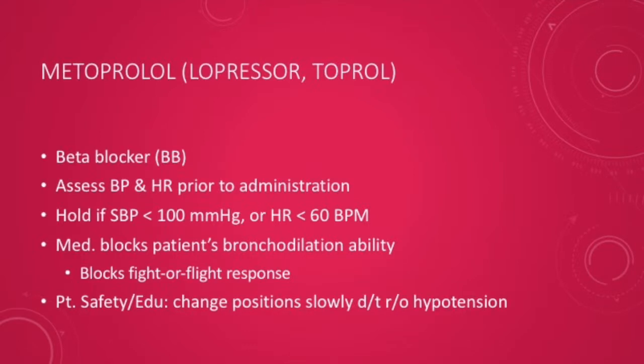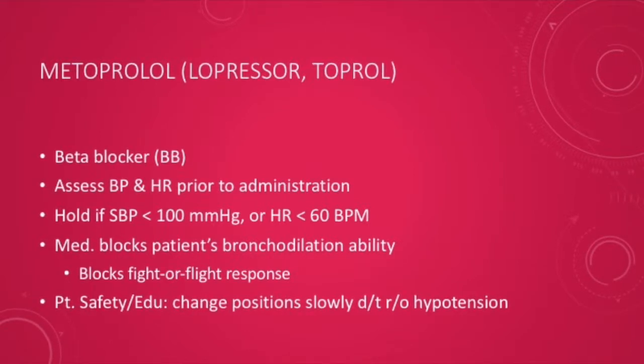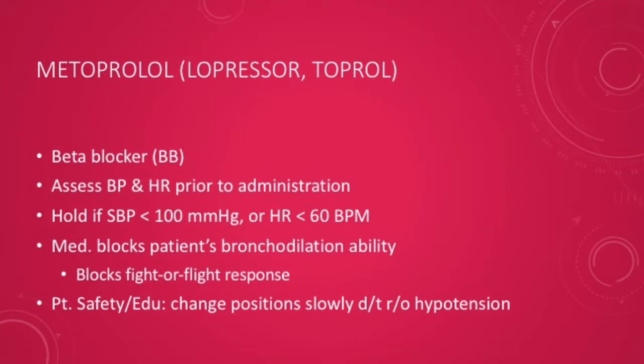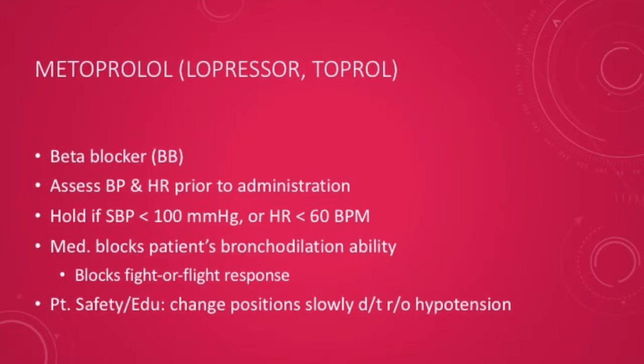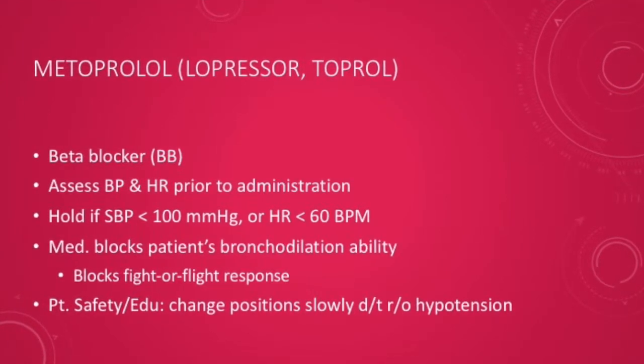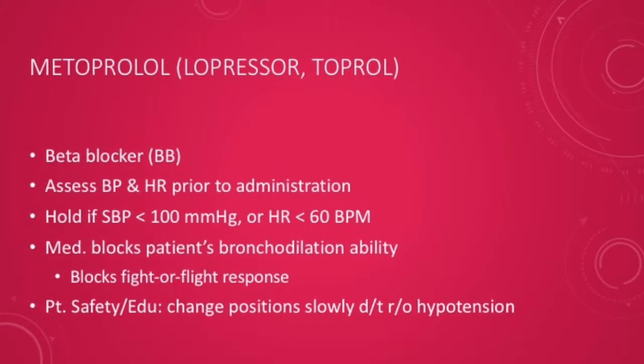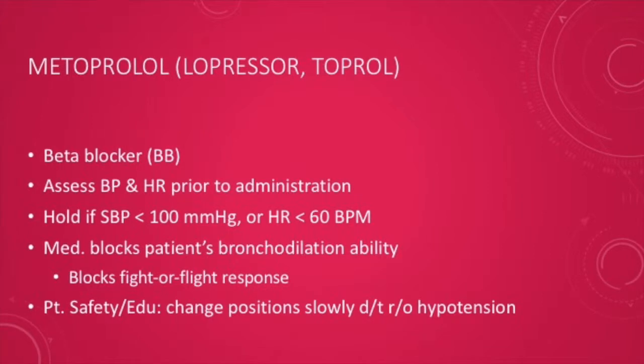Now, for metoprolol, that's going to be a beta blocker, BB. We need to assess the blood pressure and heart rate prior to administration. So let's remember, the only ones that only affect the blood pressure and not the heart rate are the ACE and ARBs. So captopril, Capoten, or losartan, Cozaar. ACEs and ARBs.